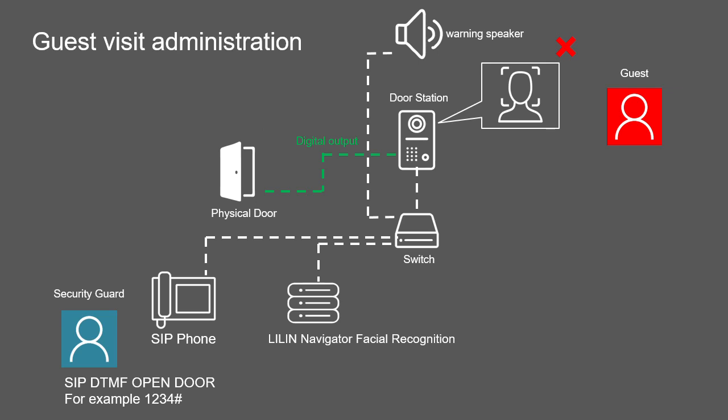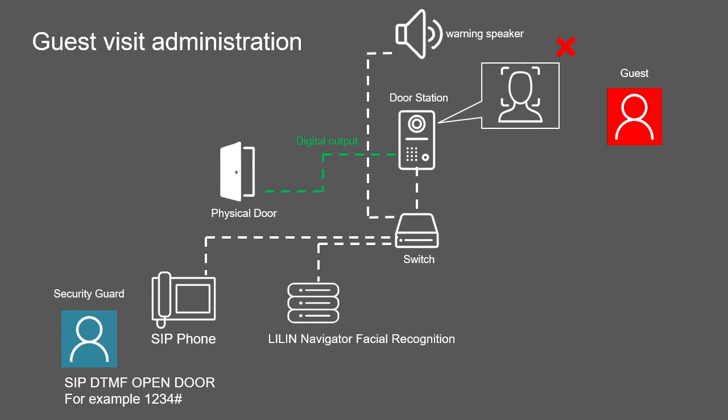But in case, okay, let's say tomorrow is my birthday. I want to invite so many friends to come to my house for a party. So I invite them to come. They will come, and they are not in the database. So once they stand in front of the camera, they are not recognized as a guest. So the guard, who is usually at the entrance or in the lobby, will see the face and can use the SIP phone and talk to the guy using our door station.